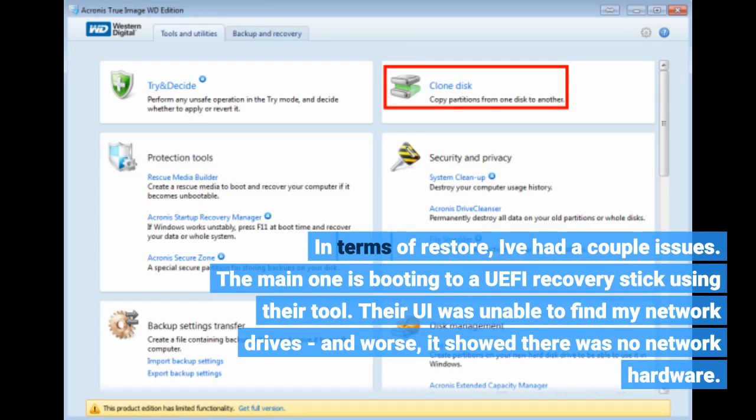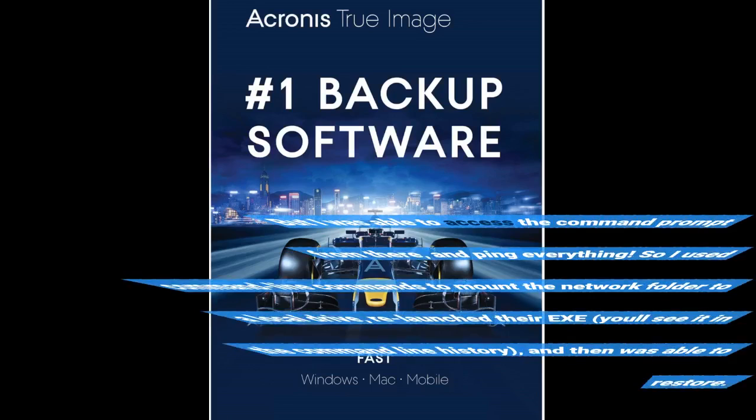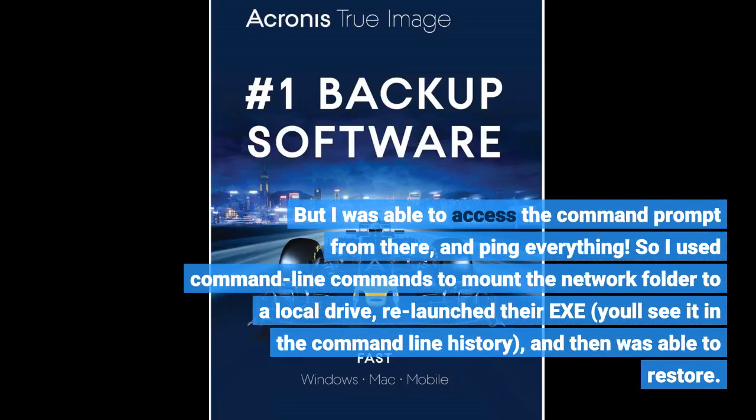Their UI was unable to find my network drives, and worse, it showed there was no network hardware. But I was able to access the command prompt from there, and ping everything. So I used command line commands to mount the network folder to a local drive, relaunched their tool, you'll see it in the command line history, and then was able to restore.